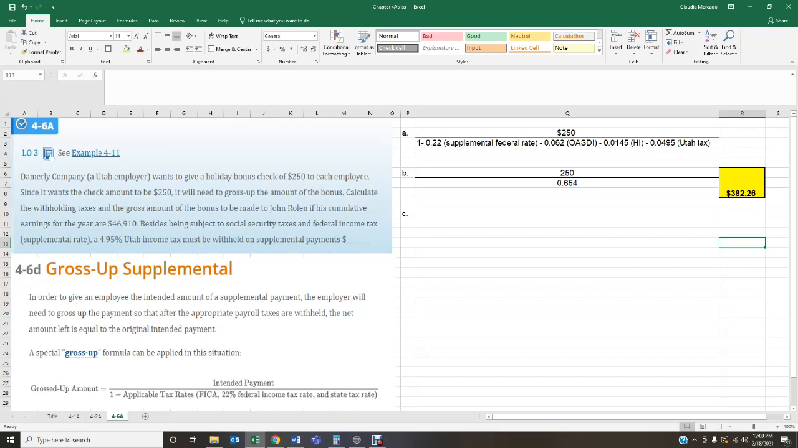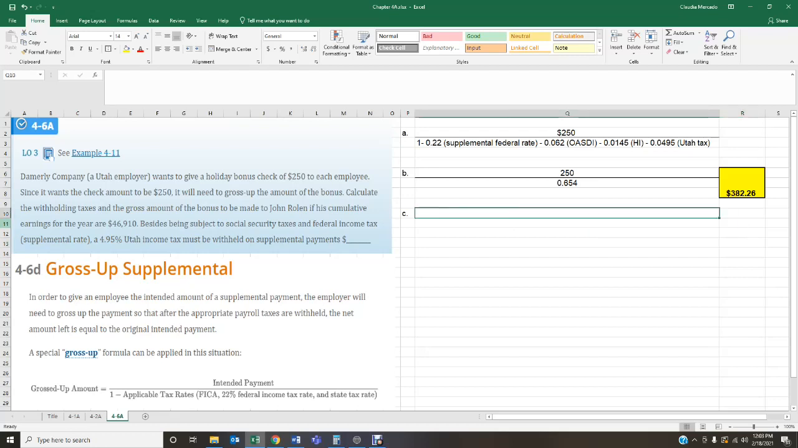That's the bonus that we want to pay, $250. So we don't want to give them $250 less deductions. We want to make sure that they keep a $250 bonus. So in order for employees to retain $250, we have to pay them out $382.26 so we can cover the different taxes.